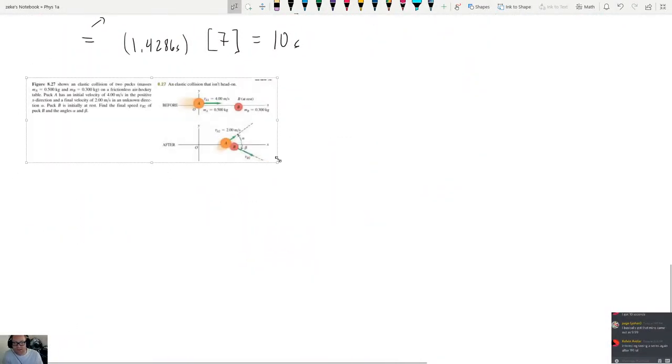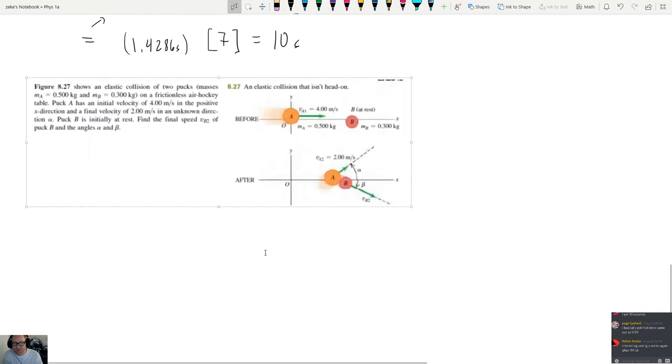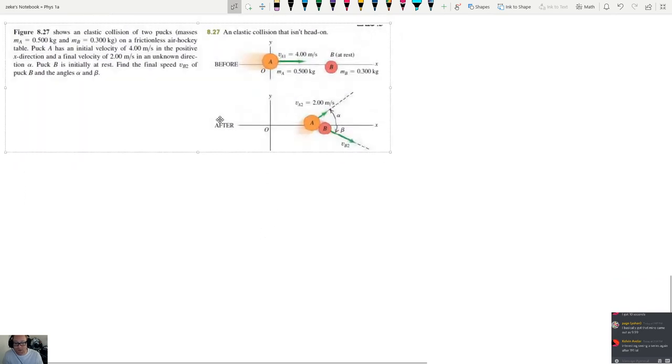So we did a glancing collision yesterday. It looked a lot like this. The collision that we did was inelastic. We never proved it, but I said you could prove it yourselves. It was an inelastic collision. This is an elastic collision. And the biggest difference between what we did last time and what we're going to do today is we're going to have one additional piece of missing information, which is going to make it a little bit more difficult.